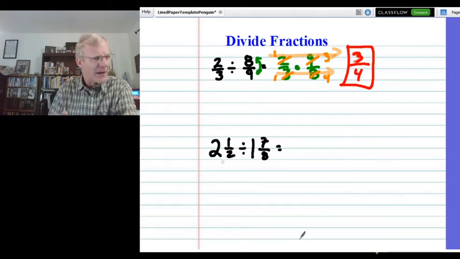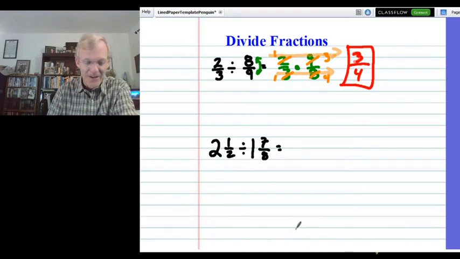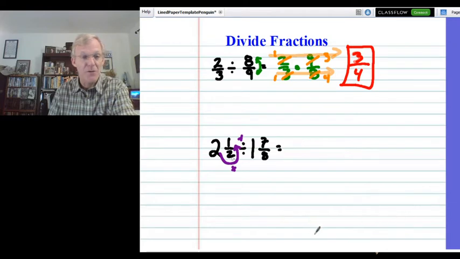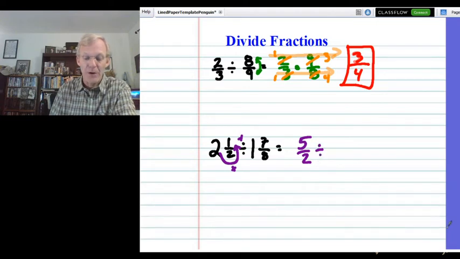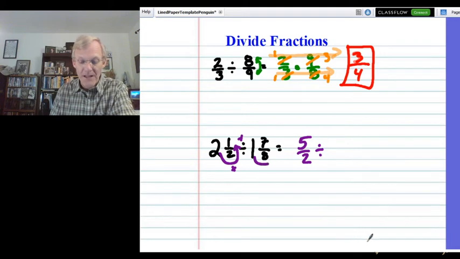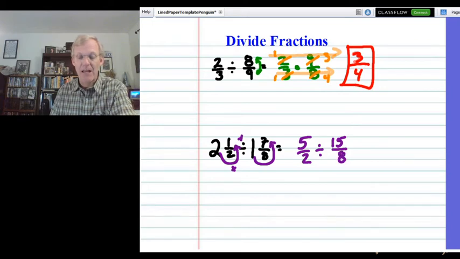So, remember how to do this? What do we do? Right, the whole number times the denominator plus the numerator. So 2 and 1/2 becomes 2 times 2 is 4 plus 1 is 5, 5 halves. Now, we haven't flipped it over yet, so I'm leaving it as division right now. 1 times 8 is 8, plus 7 is 15, divided by the denominator, which remains the same, 8.